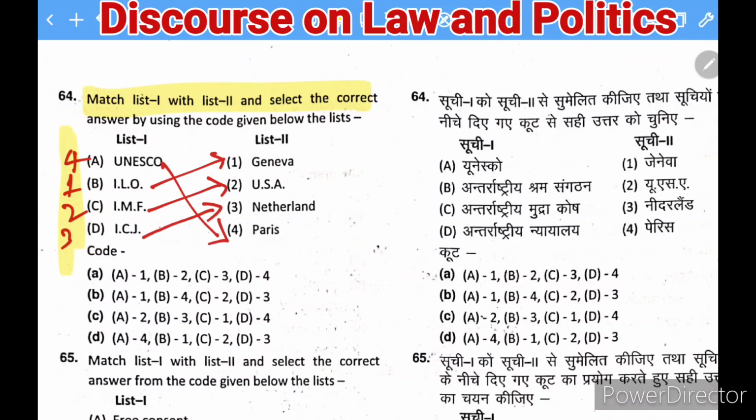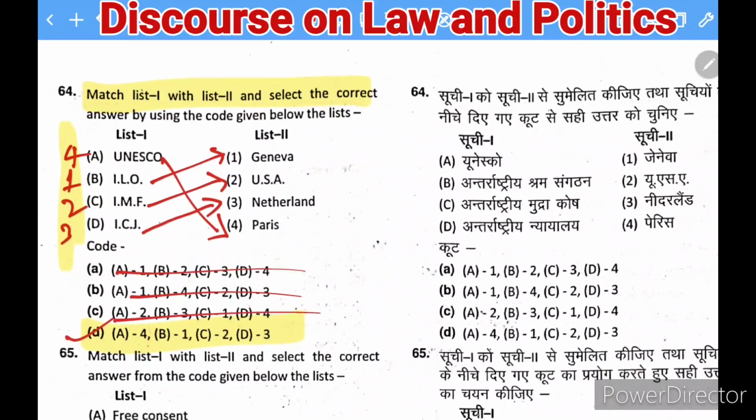And you see the first one, 1 2 3 4, is not correct. 1 4 3 2, 4 2 3 1, are also not correct. 2 3 1 4 is not correct. And the last is 4 1 2 3. Yes, this is the correct option.